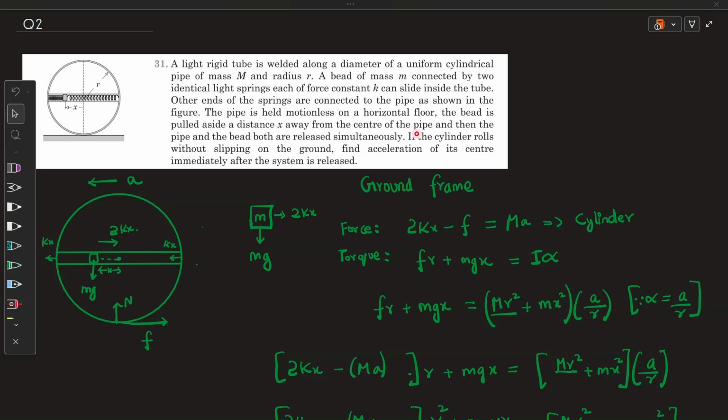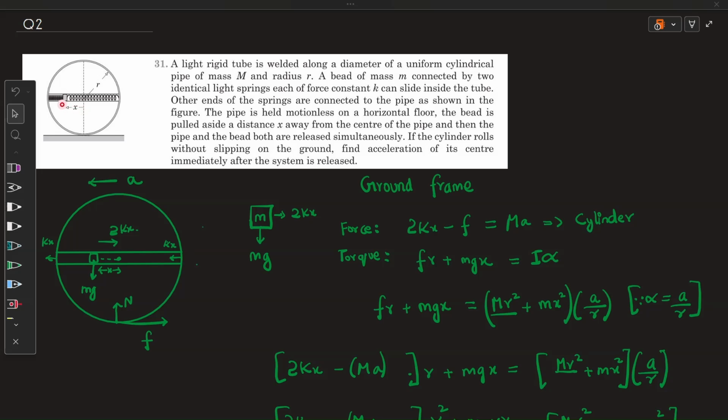The bead is pulled aside a distance x away from the center of the pipe, and then the pipe and the bead both are released simultaneously. If the cylinder rolls without slipping on the ground, find the acceleration of its center immediately after the system is released. So what happens is, initially these two are identical springs, okay?